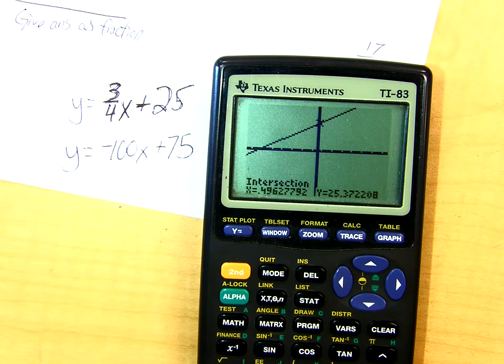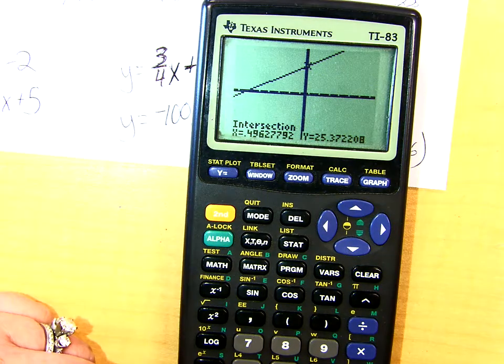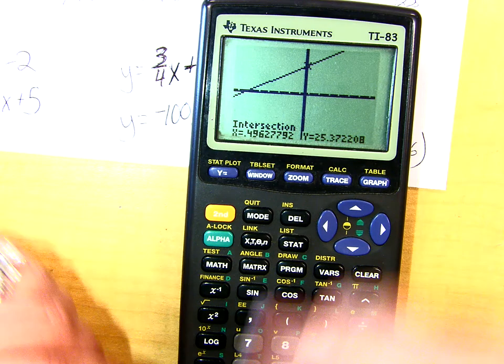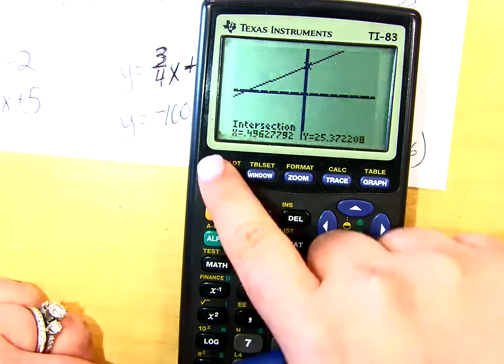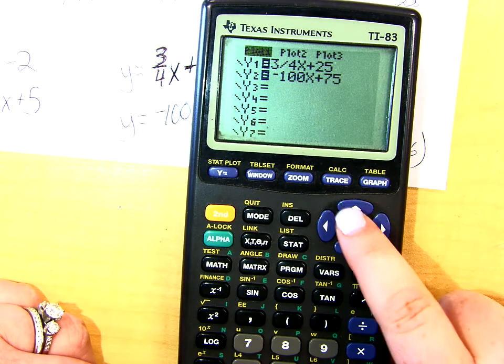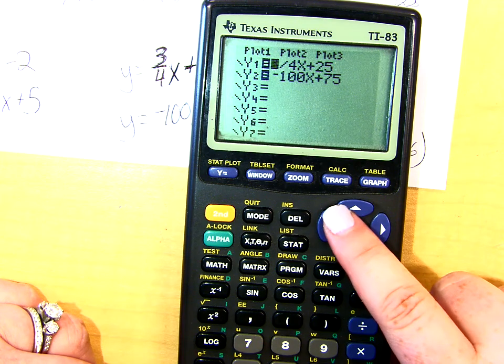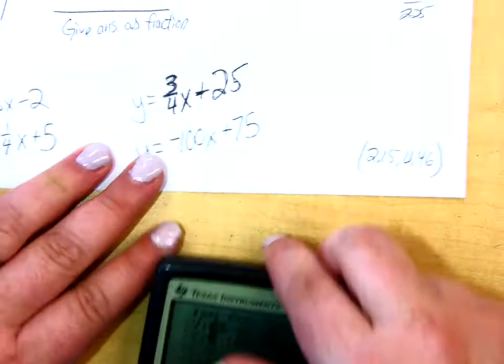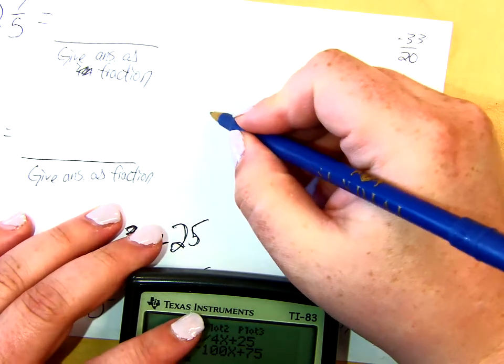Did you get the same thing I got? Okay, let's try one more. Second calc, choice 5, enter, enter, enter. Wait, how do you get into plot one? You put your arrow key up to it and hit enter to turn it off and then come back down. Okay, let's try one more.